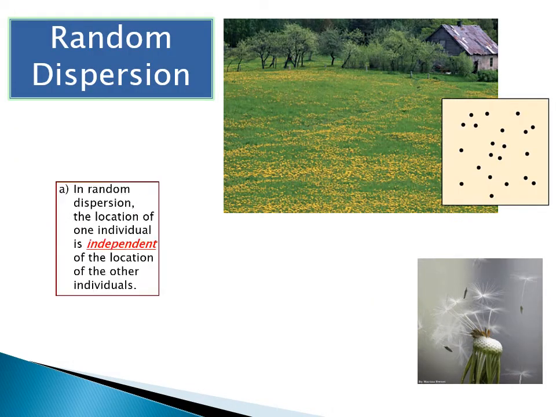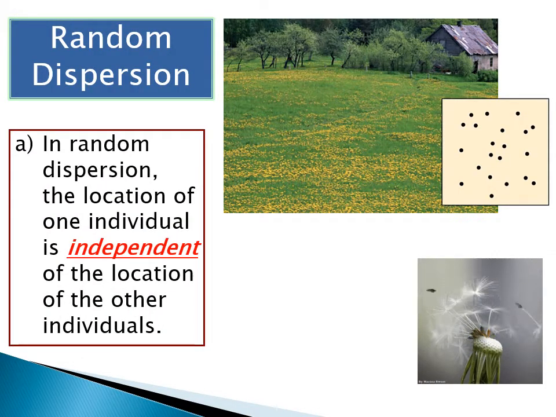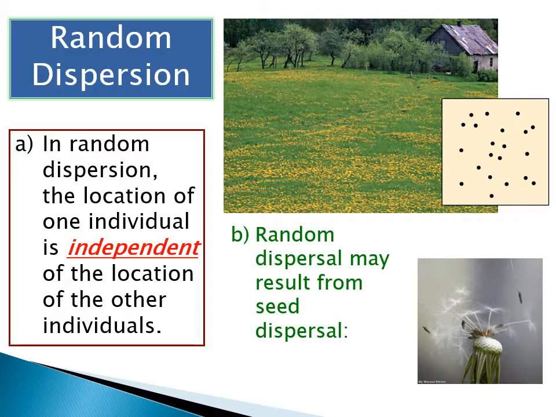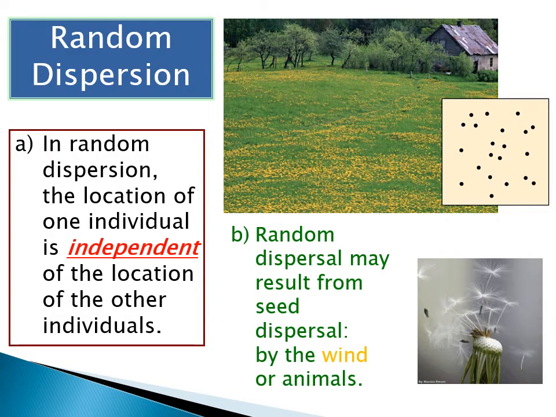And random dispersion, like I said, is when the location of an individual is independent of the location of other individuals, so it's just willy-nilly wherever they land. These dandelions are a perfect example. Their little seeds blow off into the wind, and they just go wherever they go, or animals can carry them in their fur.